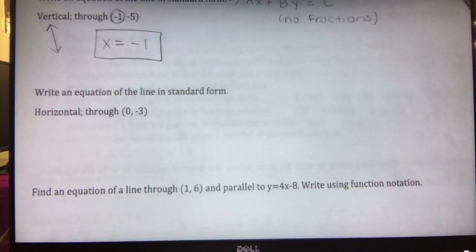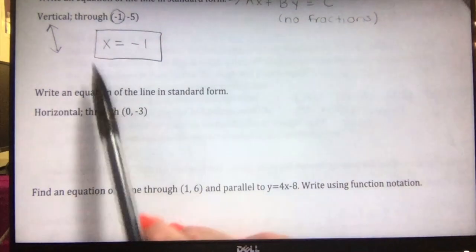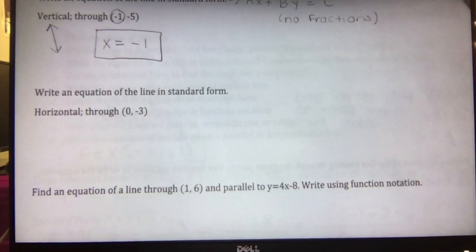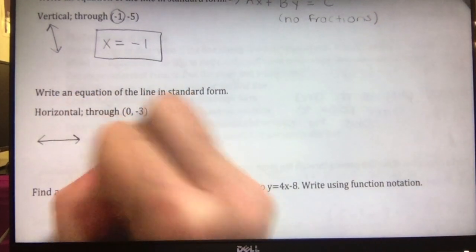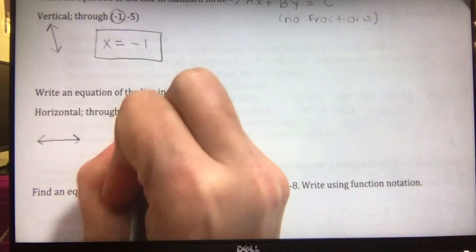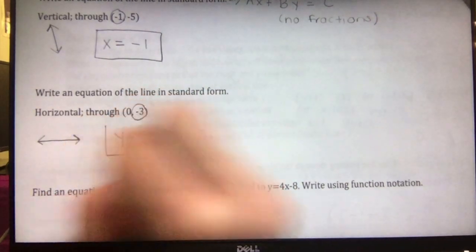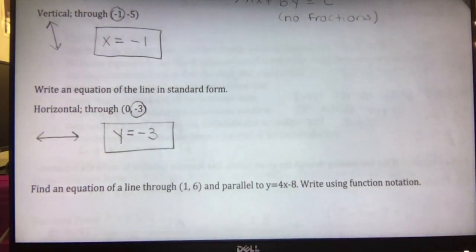That's in standard form because I have no fractions. I have my variables on the one side and the numbers on the other. That's it. Same thing for the next one. Write the equation in standard form. This time it's horizontal. So instead of x equals, what will it be? y equals. Good. So in this case, y equals -3. No fractions. My variables are on one side and it equals some number, so it's in standard form. Boom, we're good to go.